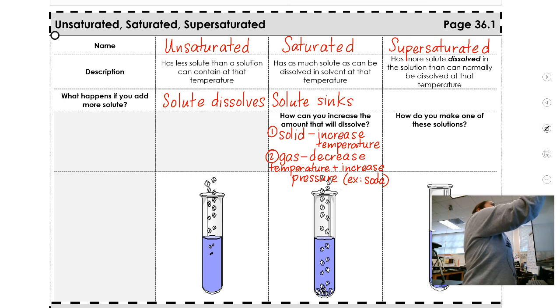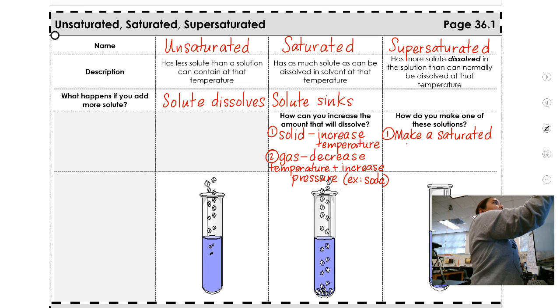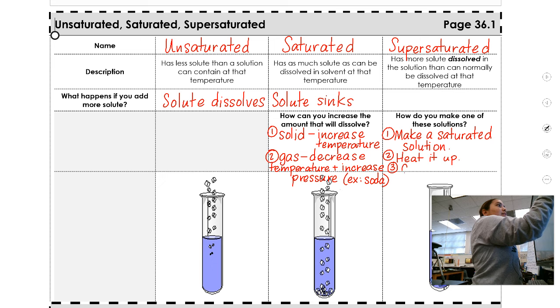So step number 1, you make a saturated solution. Step 2, heat it up. And step 3, cool it down.